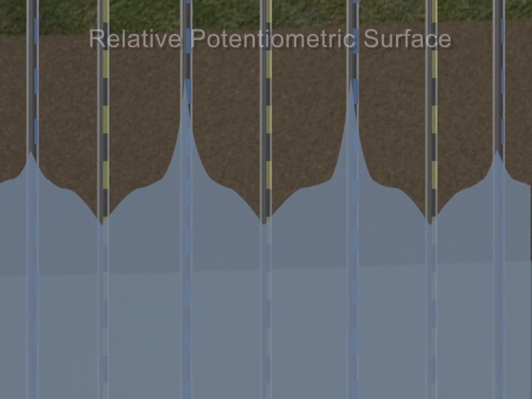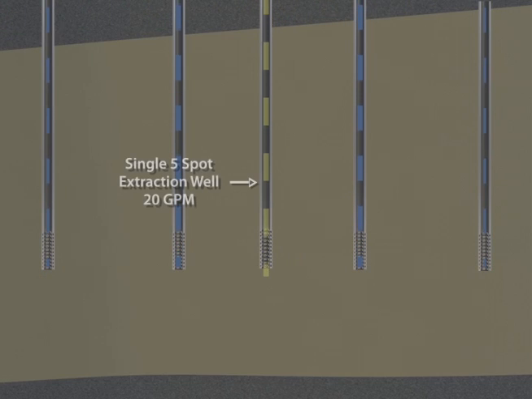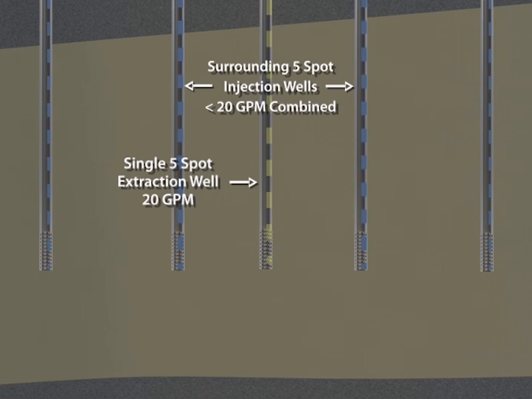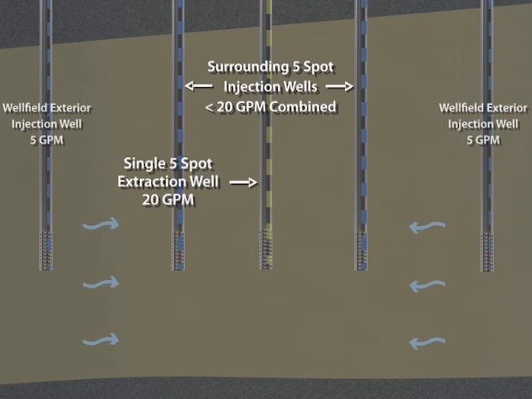In this example, each extraction well is being produced at a rate of 20 gallons per minute. The aggregate rate of injection in the injection wells surrounding each extraction well is slightly less than 20 GPM, resulting in a net bleed or loss of fluid. On the edges of the well field, the injection rate is reduced in this example to 5 GPM. The lower rates at the exterior injection wells ensure that the lixiviant injected in the production zone does not escape the capture zone established by the interior extraction wells.